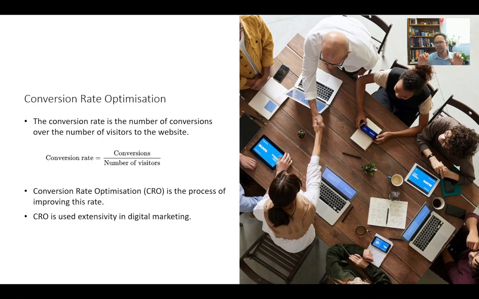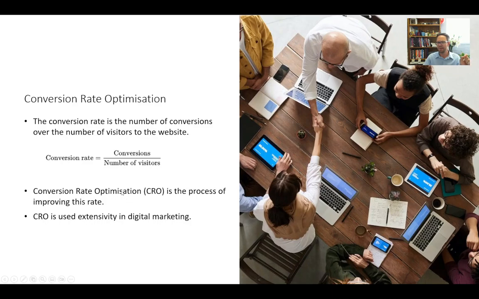website. Now, this formula is really simple and it's shown graphically here. So just say if you've got 100 visitors to the website and you get 20 conversions, your conversion rate is going to be 20 over 100. Right? Simple as that. Now, conversion rate optimization is the process of improving this rate.